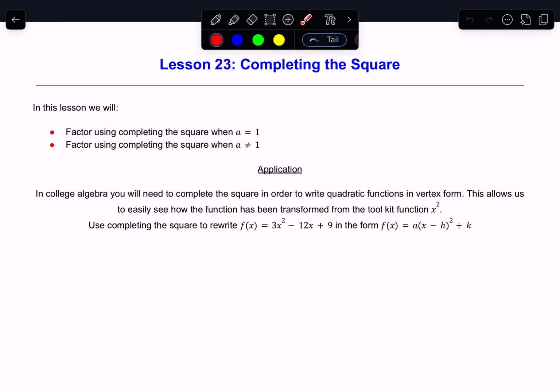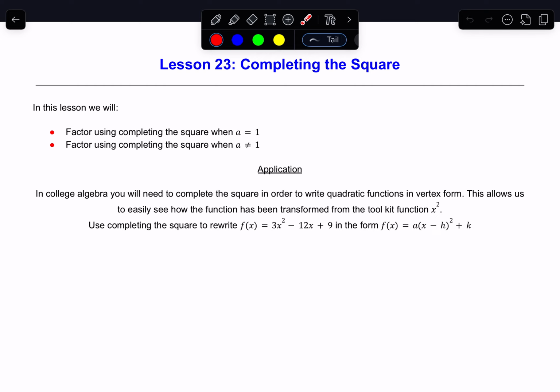And the reason we want to put things into vertex form is because this allows us to easily see how the function has been transformed from the toolkit function, which is just plain old x squared. So vertex form of a parabola looks like what's in the bottom right here, a times x minus h squared plus k. And what we're going to learn later on is that h is the x value of the vertex, k is the y value of the vertex, and a is what's known as the stretch factor. We won't cover stretch factors in this class. You'll learn all about that in college algebra, but we will learn what h and k do.